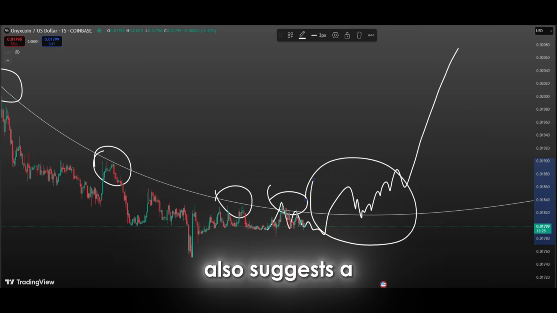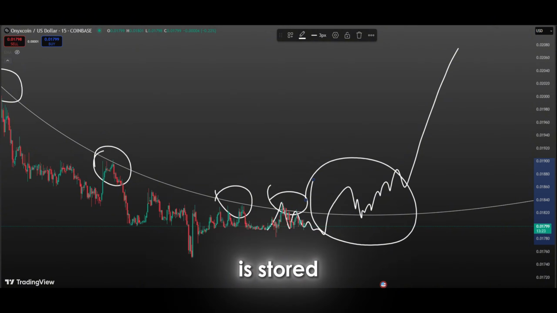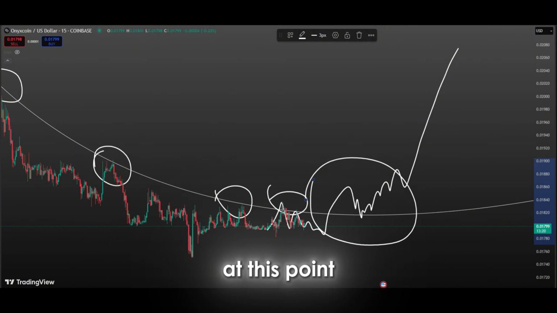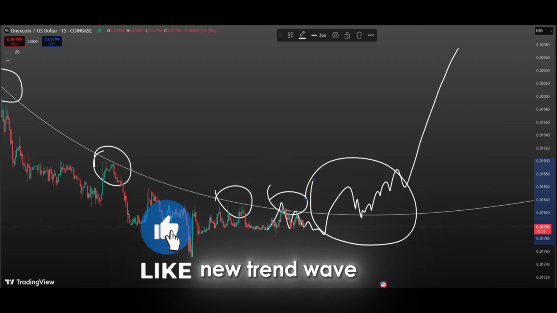However, this setup also suggests a maturing phase. The more a level is tested, the more energy is stored, and this energy can turn into a stronger movement after a breakout. At this point, if the curve is broken to the upside, it is highly likely that the price will enter a new trend wave.